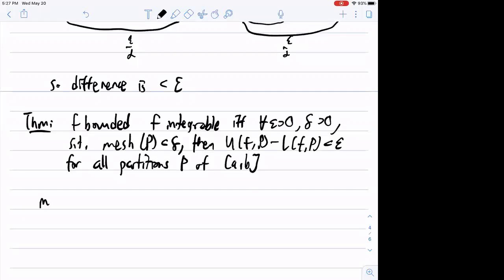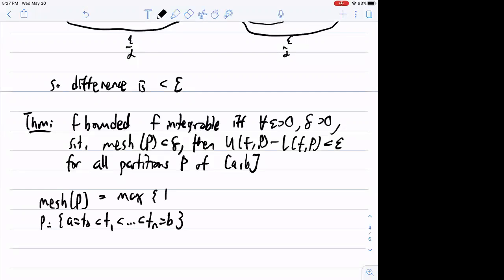So the mesh of a partition P. Let's say A is T naught, again, this is just convention, all the way to Tn is B. The mesh of P is just the maximum of the differences, T K minus T K minus 1, for K equals 1 to N. So it's the maximum length of the mini intervals that you partition. Okay, is everyone clear so far?